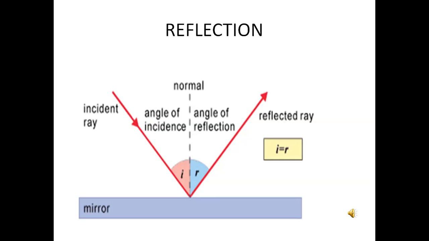So, in the mirror, the sunlight or light falls on the mirror and is reflected. The falling ray is called the incident ray, and the reflected ray is called the reflected ray. So the angle of the incident ray and the reflected ray will be the same, i equal to r. i is denoted as the incident ray and r is denoted as the reflected ray. So the two angles are the same. The center line is the normal.